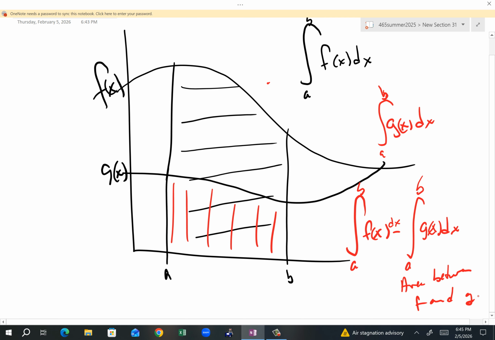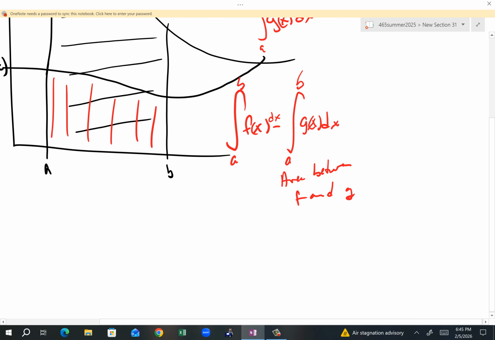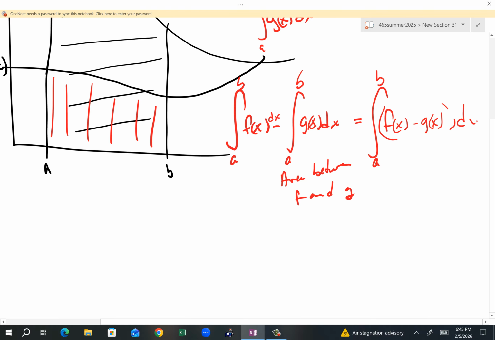Now, a couple things to think about. First of all, this is the same thing as saying this. In other words, you could subtract them individually. I'm going to do a couple of examples of that in a minute. So that's number one. That is a key feature.